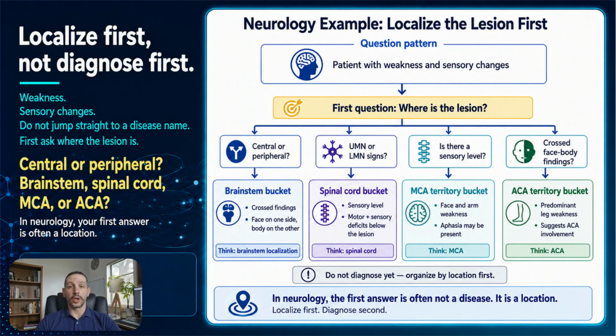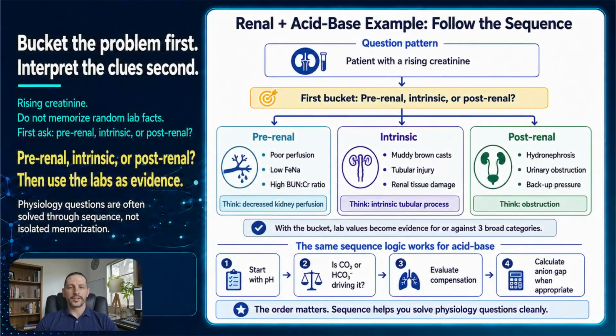Moving on, let's take a look at a renal example. Now imagine a patient with a rising creatinine. There are many possible causes, but the first bucket is simple. Is the kidney injury pre-renal, intrinsic, or post-renal? You then use the supporting clues.